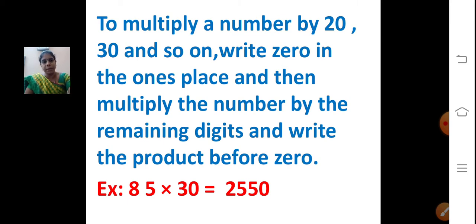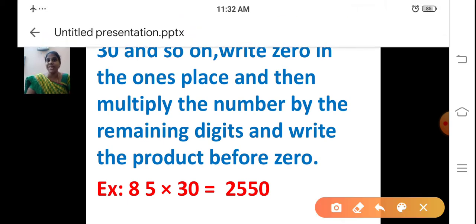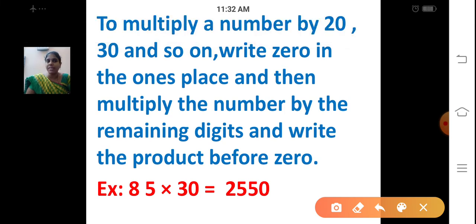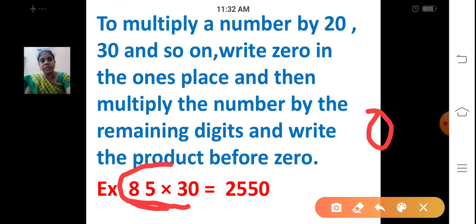Yes, to multiply a number by 20, 30 and so on, write 0 in the ones place. What you have to do? We are going to write 0 in the ones place and then multiply the remaining number by the remaining digits. I'll give you an example. 85 into 30. So write 0 at the last. Now we are going to multiply remaining digits. We are going to multiply 85 into 3.